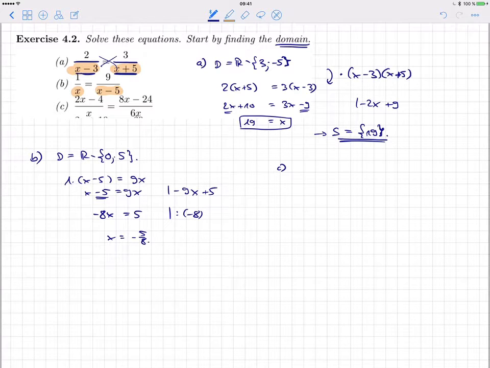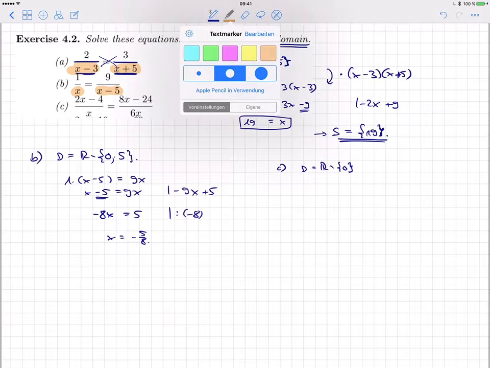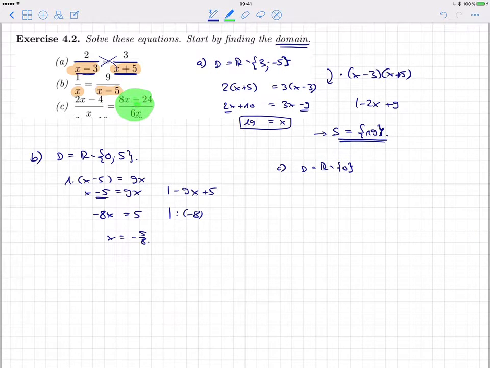All right, number C. Now we already see that any number is allowed except 0. And also, when we look at the right-hand side, there seems to be a common factor that we can reduce out. So let's do that before we simplify the equation. There's a factor of 8 in the numerator, and 8 and 6 can be simplified to 4 and 3.